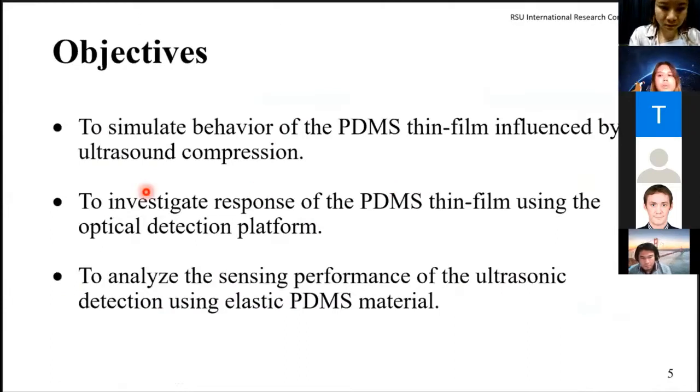In this work, we propose to simulate the PDMS thin film influenced by ultrasound compression, to investigate the response of the PDMS thin film using the optical detection platform, and to analyze the sensing performance of ultrasonic detection using PDMS materials.